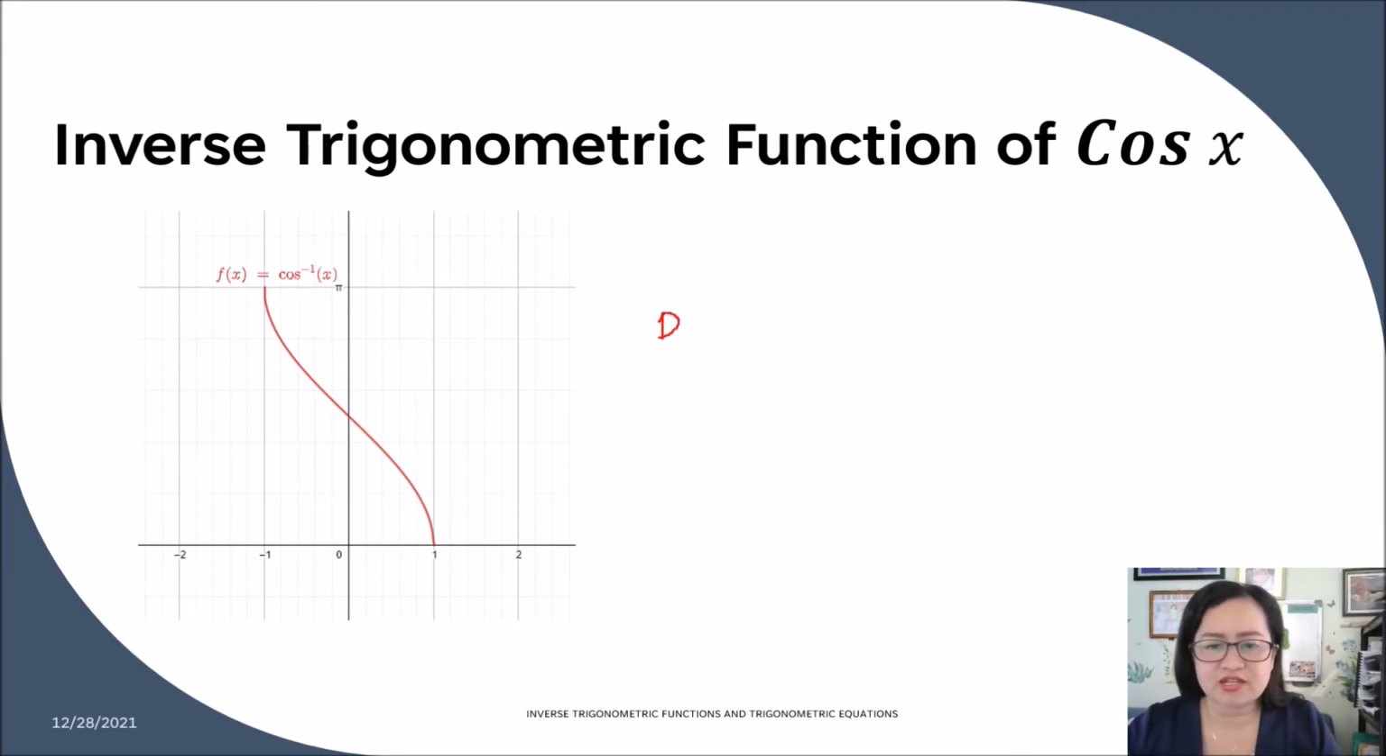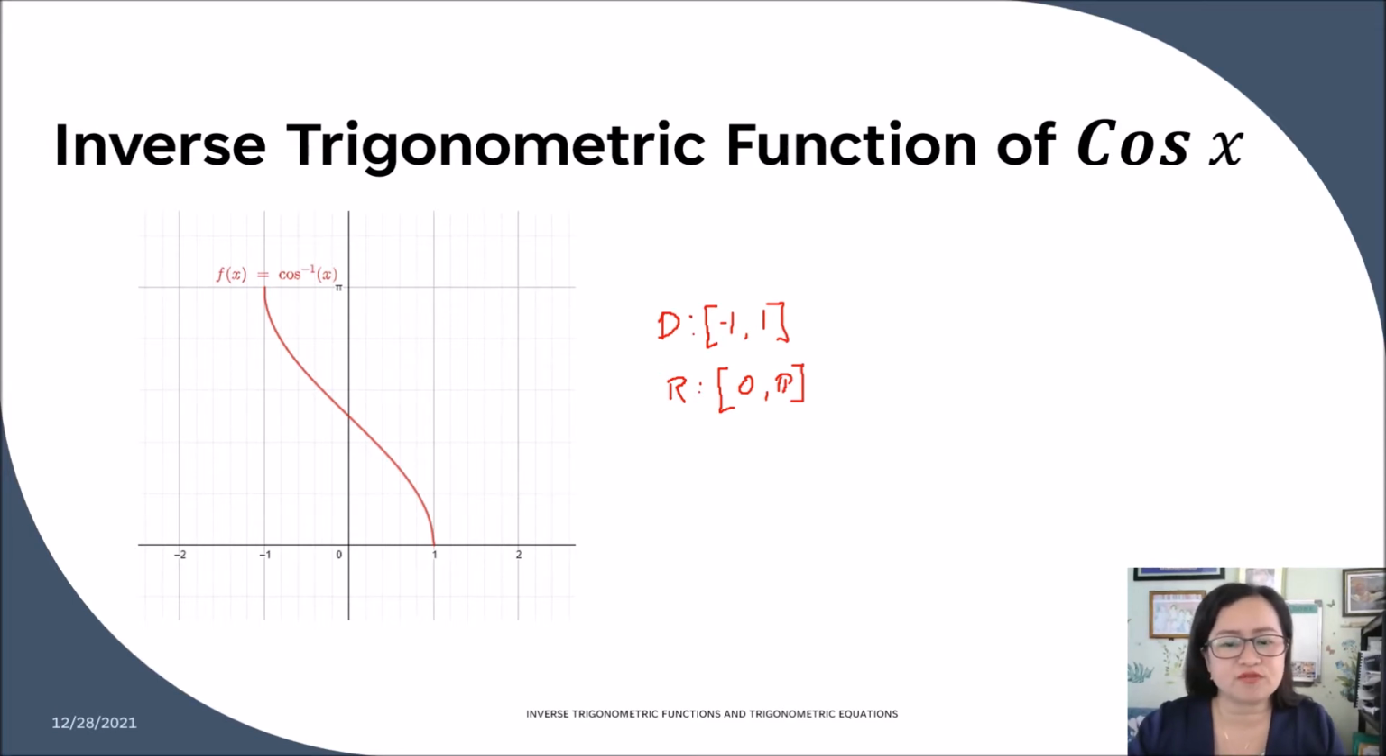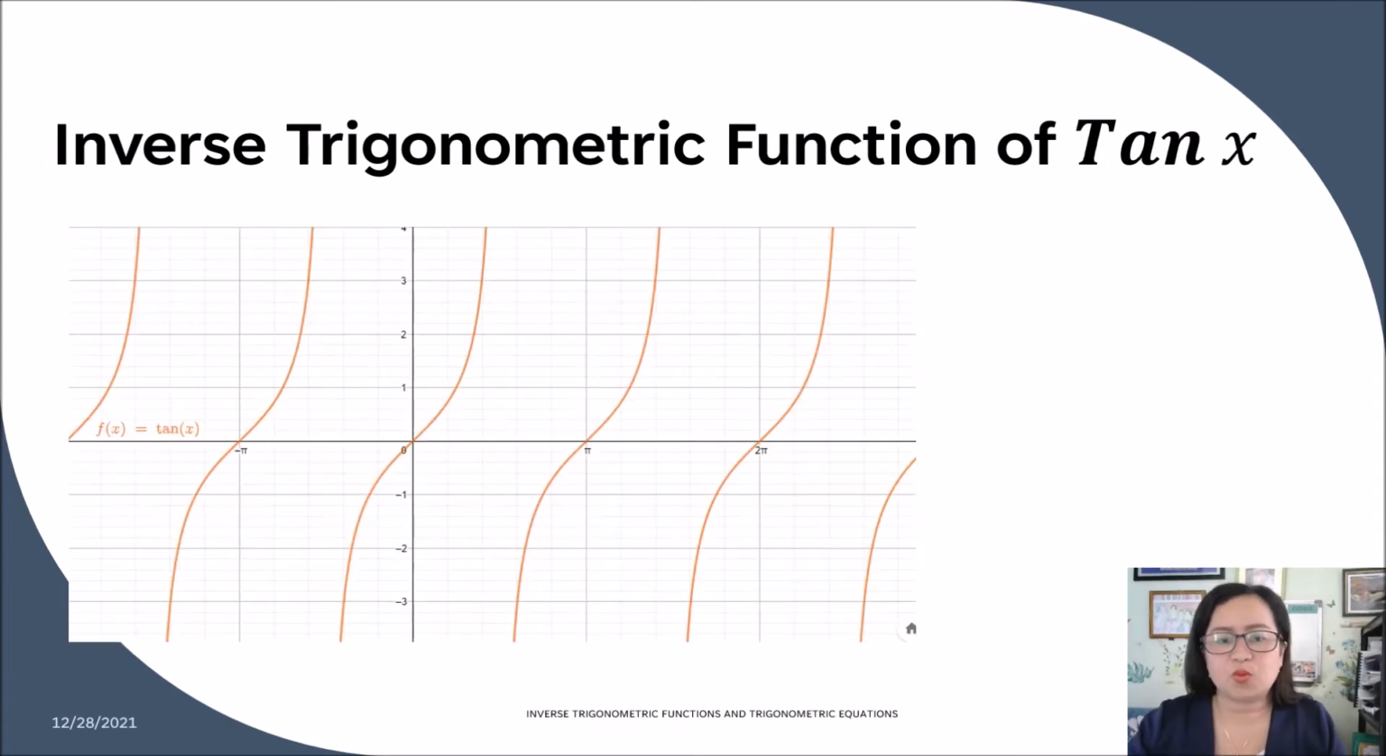We can say that the domain of the function is the closed interval negative 1, positive 1, and the range is the closed interval 0 to pi. Notice also that the domain and the range of the original function have been interchanged. Now what about the inverse function of tangent x?